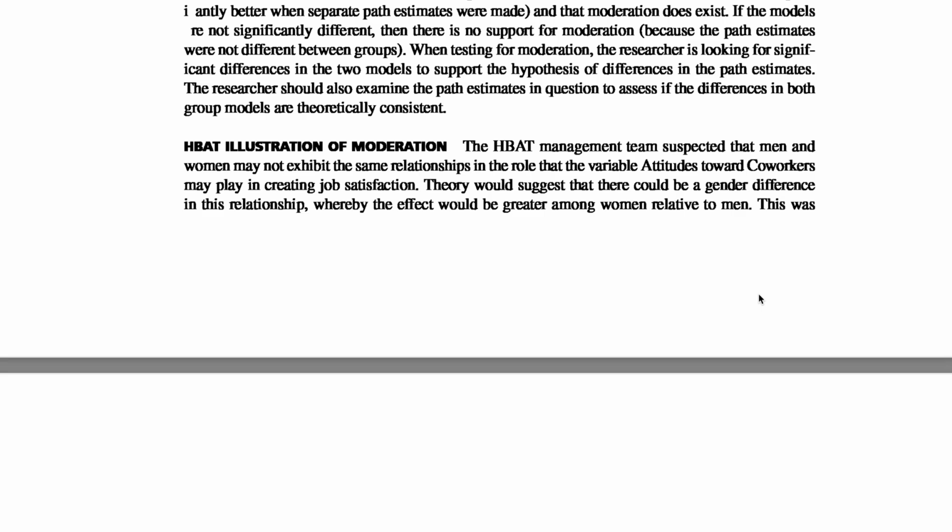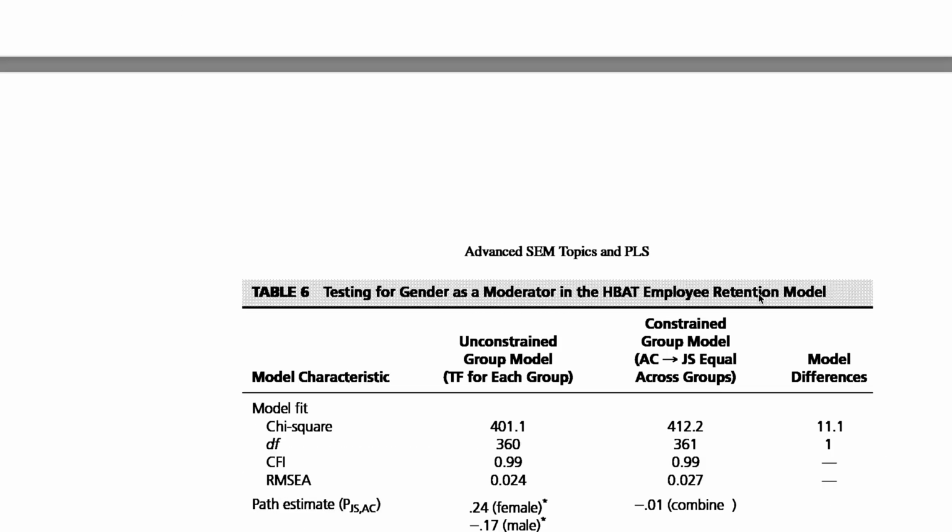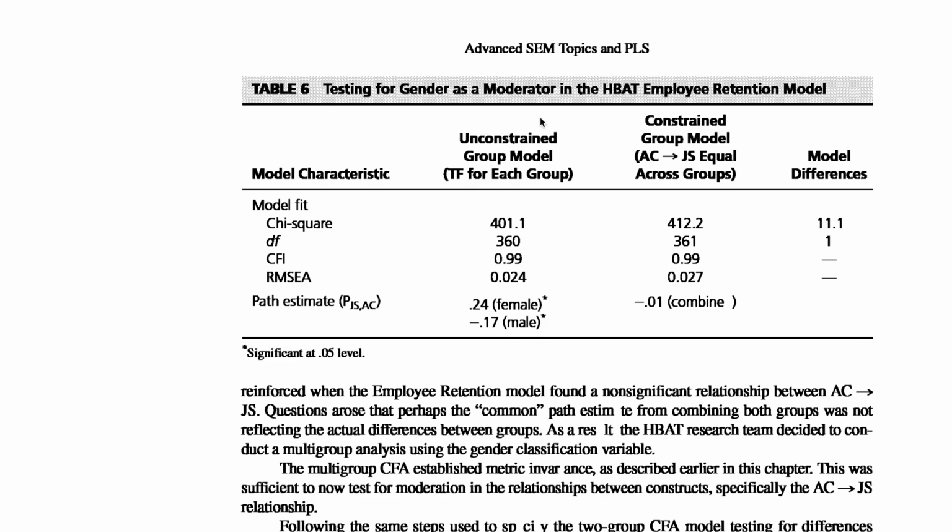The HBAT management team suspected that men and women may not exhibit the same relationship in the role that the variable attitude towards the co-worker may play in creating job satisfaction. Theory would suggest that there could be gender differences in the relationship, whereby the effect could be greater among women relative to men. This is Table 6, testing gender as the moderator.